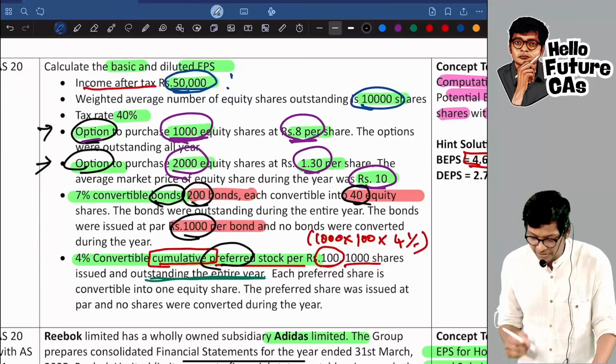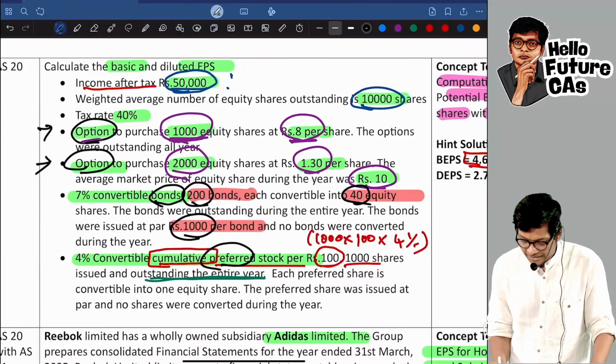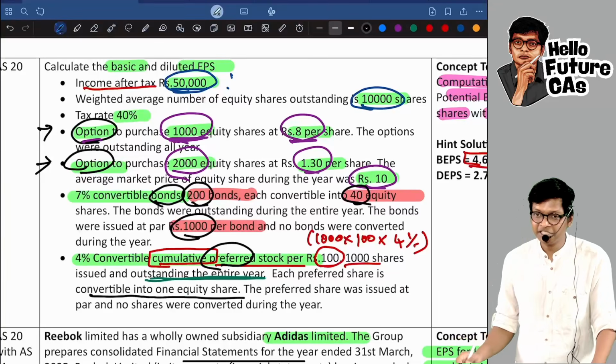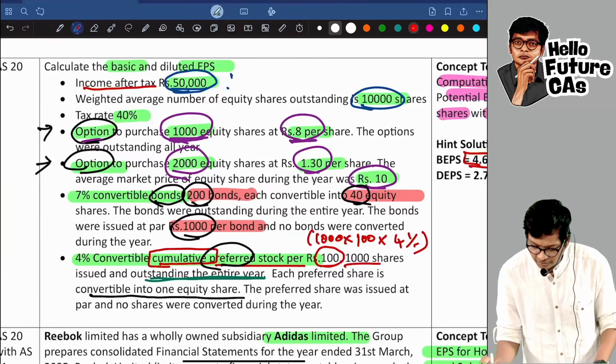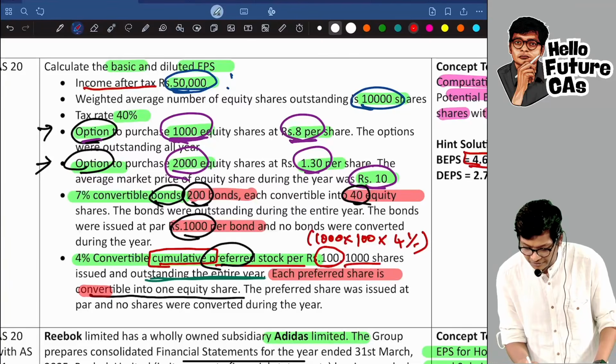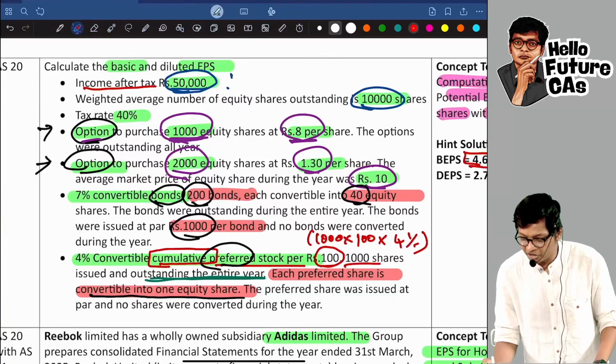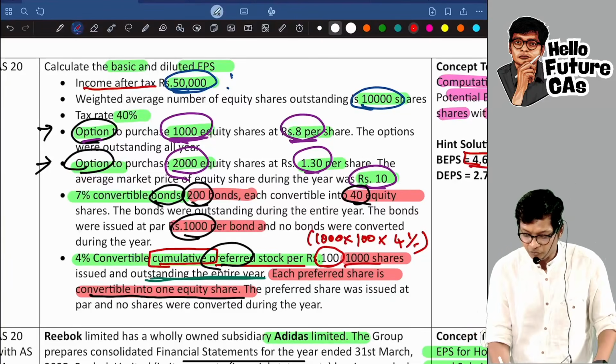First, the denominator is easier in diluted EPS. Each preference share is converted into how many shares, sir? One equity share. Can you see here, guys? Read with me. Each preference share is converted into one equity share. How many preference shares do we have? 1000 shares. Therefore, denominator I will write 1000.